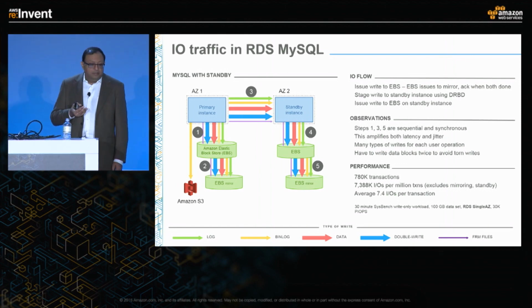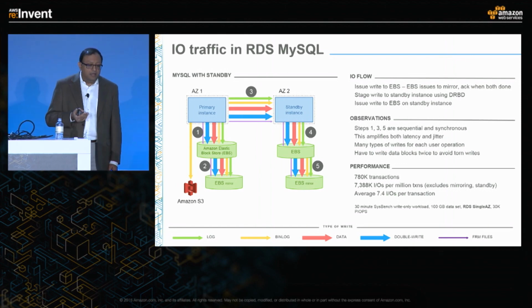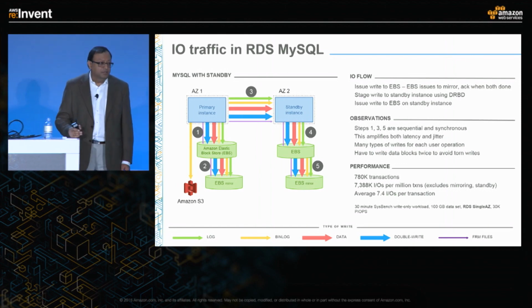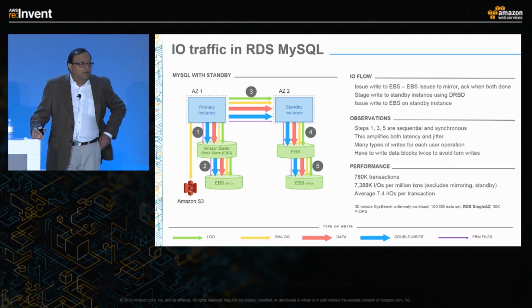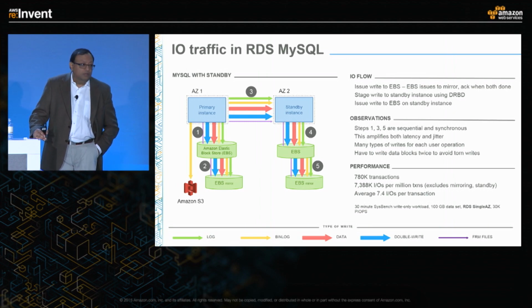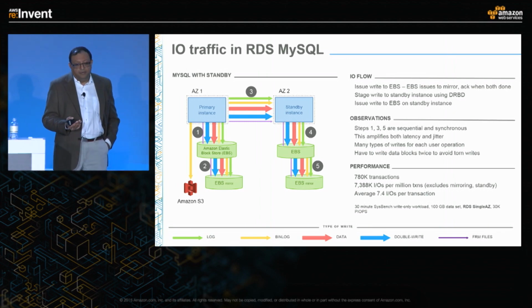And the other thing that you see in this slide is that there's a lot of different types of write operations, right? There's log, there's bin log, there's data, there's a double write to avoid the fact that you're doing a destructive write and you can't afford a torn write. Does that make sense? And then there's also, of course, the FRM files for metadata.